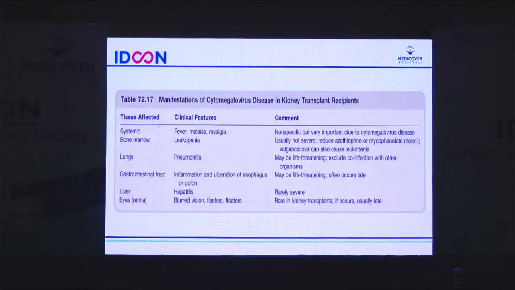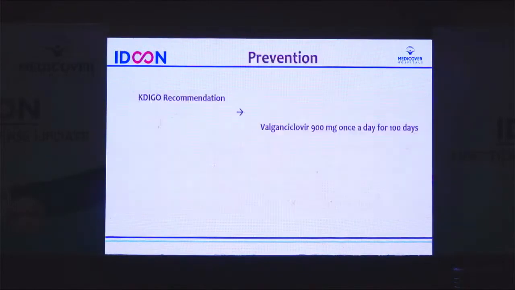So, CMV is a prototype because it can involve any part of the body. It can involve the bone marrow, lungs, GI tract, liver, eyes. It can cause anything. Hence, it is a prototype. It can also cause graft rejection. So, what the clinical tells, before it really infects you, please give a prophylaxis.